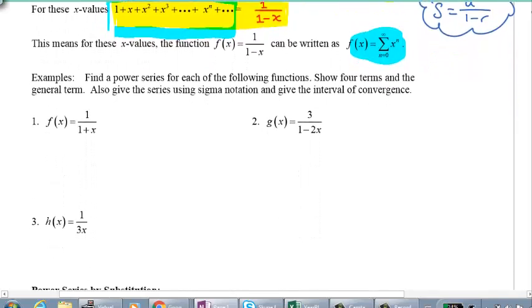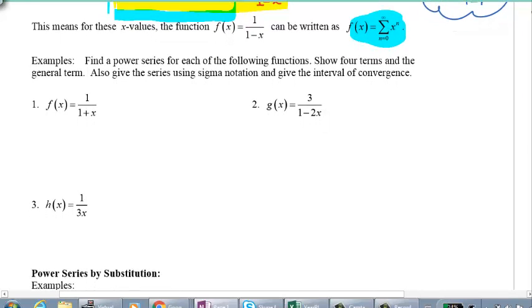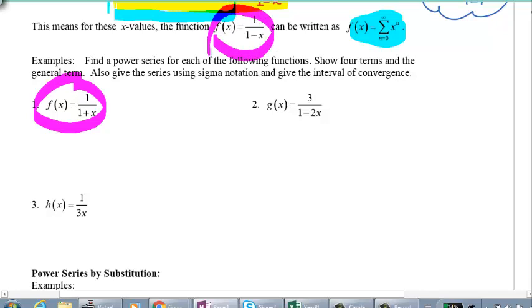So, what I'd like to do in the next example is I want you to find a power series for each of the following functions. So notice the function f of x is related to this f of x. And I want you to see if you can see the difference between the two and the similarities. And then from there, we should be able to reproduce the things that we want. For example, the first four terms, the general term using the sigma notation, and then this interval of convergence.